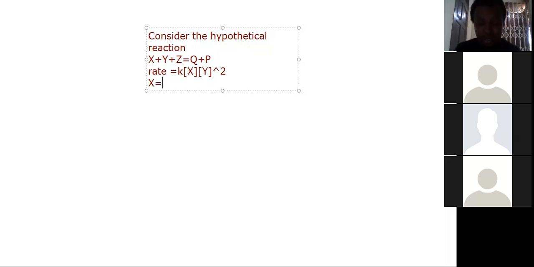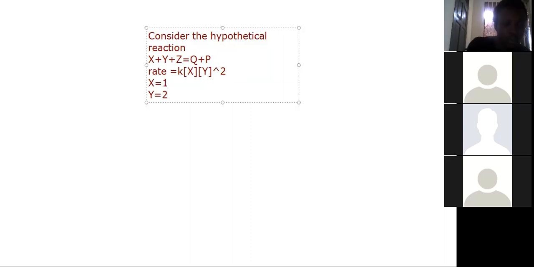1. Correct. What's the order of reaction of y? 2. Y is 2. What is that of z? 0. So what will be the overall order of reaction? That's question 2. What will be the overall order of reaction? 3. Good. So that will be 3.